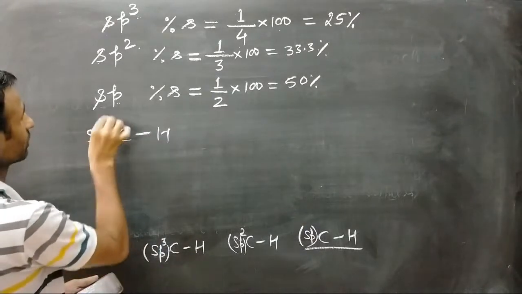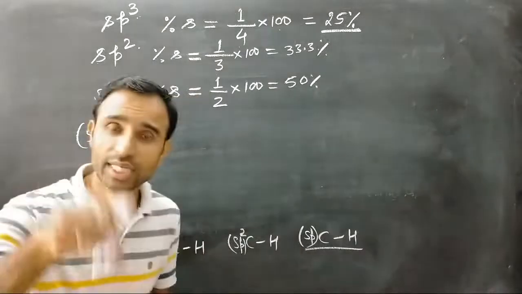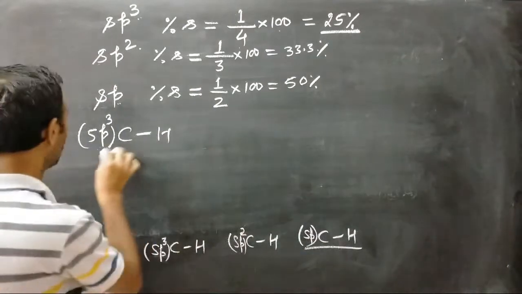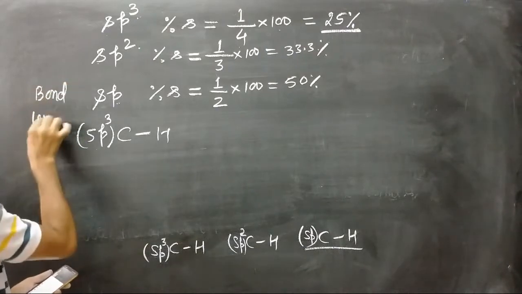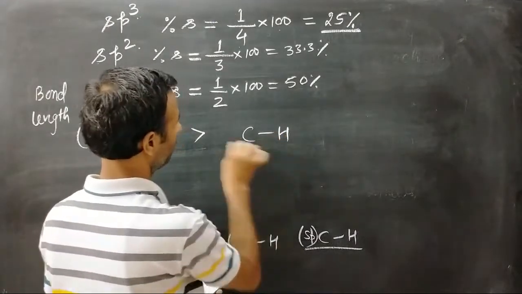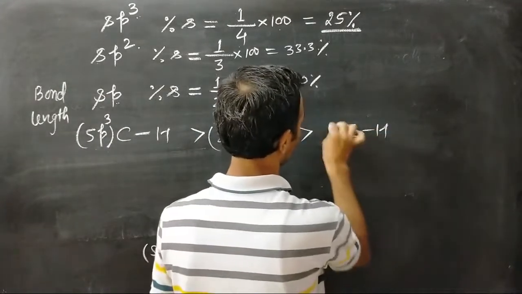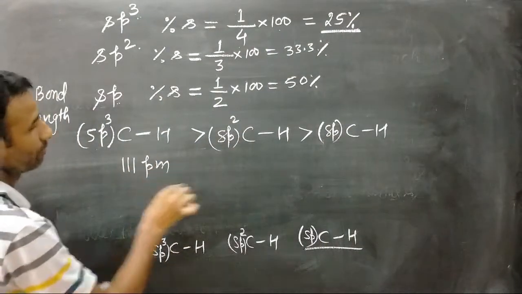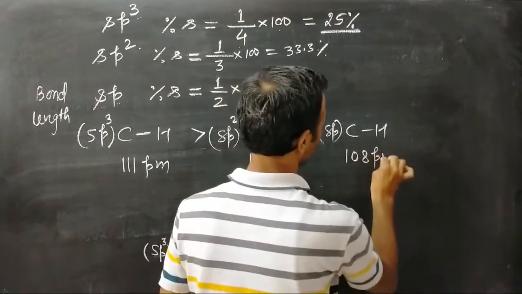sp3 is largest because the percentage of s character is minimum. The more the s character, the smaller the bond length. This is largest. Bond length. Can I write here? So the bond length of C–H for sp3 is greater than for sp2 and then sp. This is 111 picometer, this is 110 picometer, and it is 108 picometer.